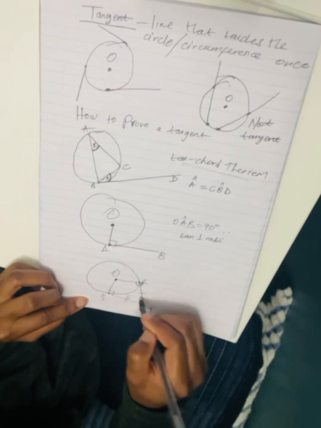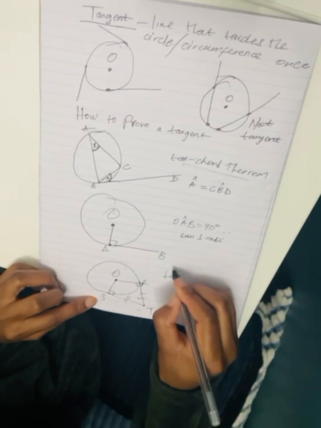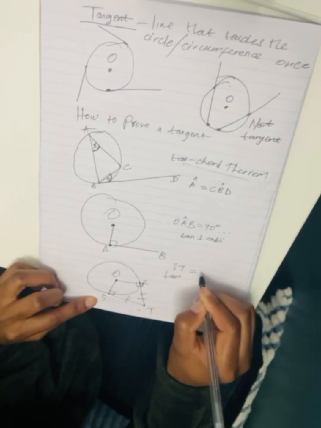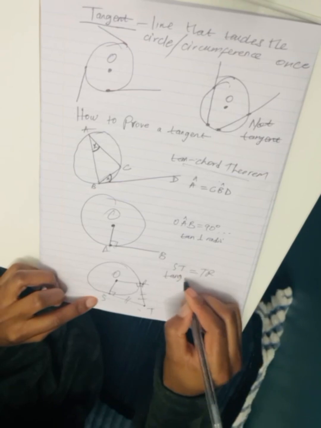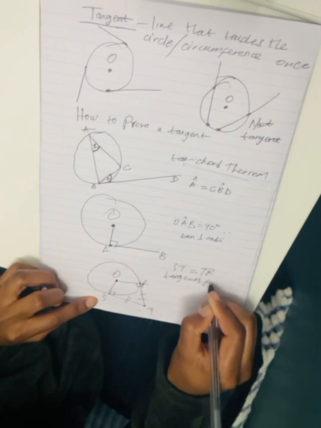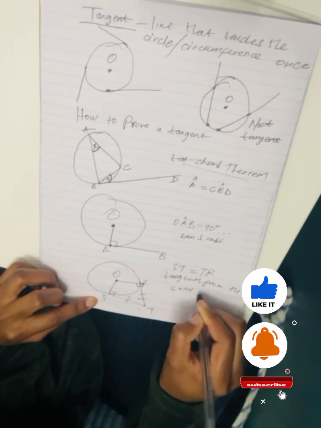This side is equal to this side. Why? Because they are tangents. We say ST must be equal to TR. The reason is that tangents from the same point are equal.